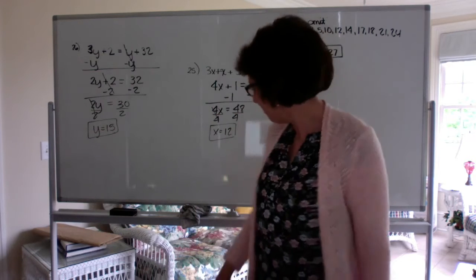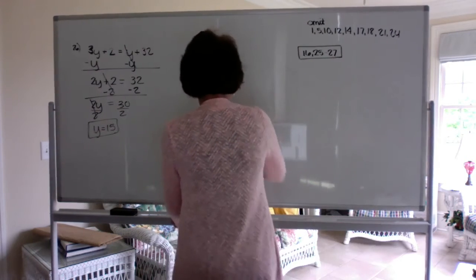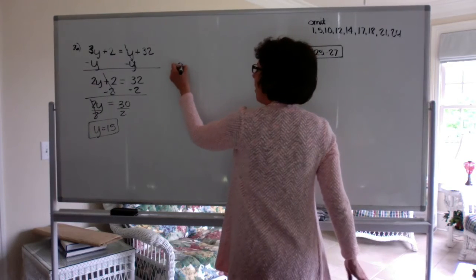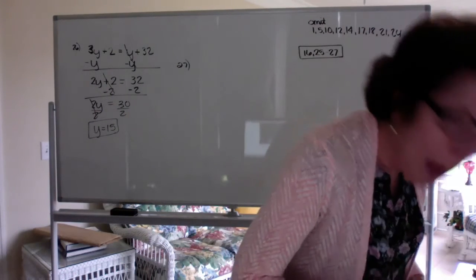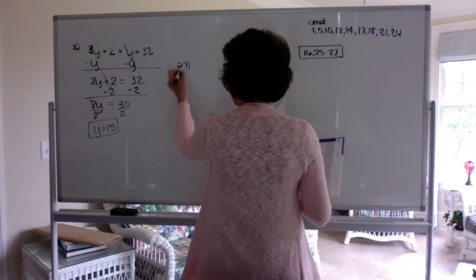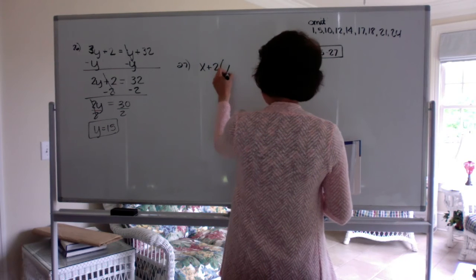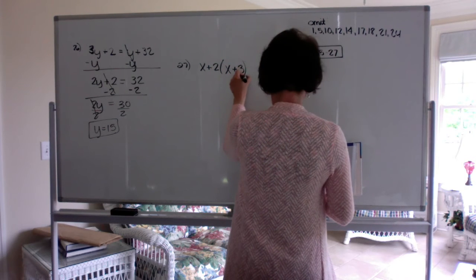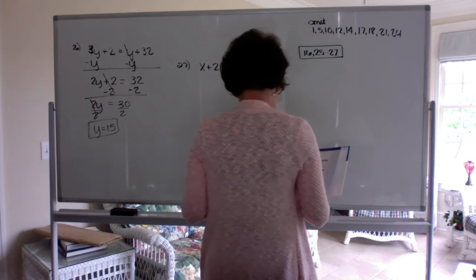We have one more to go. You've been hanging with me. I appreciate it. Number 27. Let's write that one down. I bet this is going to have parentheses in it. I feel it. I sense it. I am correct. Okay. So number 27 is x plus 2 times x plus 3 equals 36.